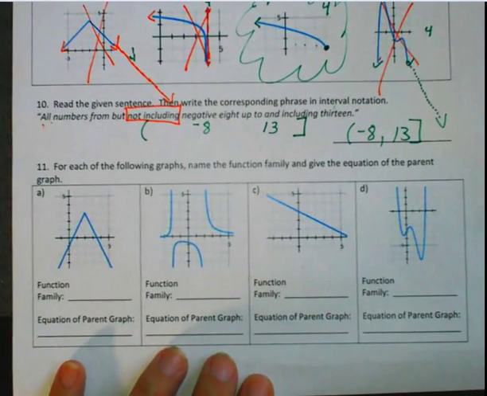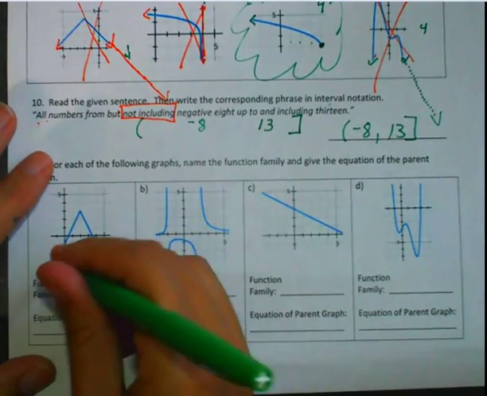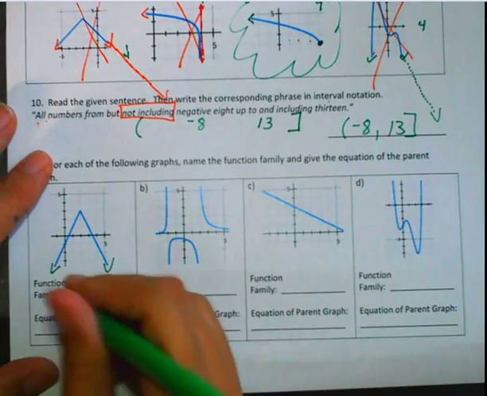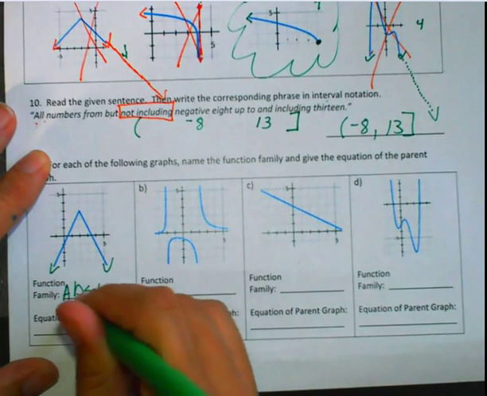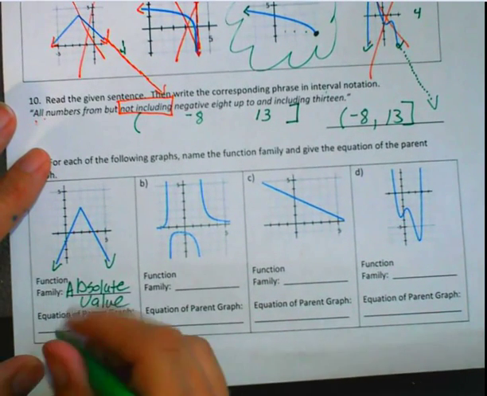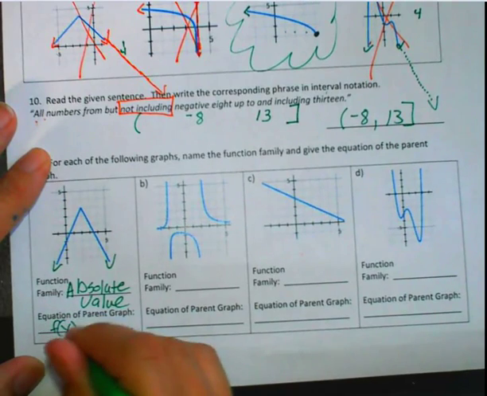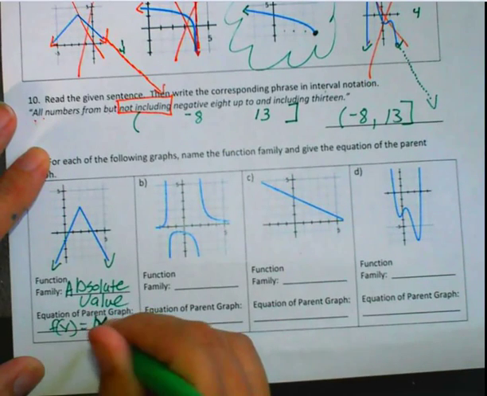All right, last one for this video, number 11. It says, for each of the following graphs, name the function family and give the equations of the parent graph. Okay, let's look at number A. A is very distinctly a V shape, and we know a V shape is absolute value. And we know the absolute value equation is f of x equals the absolute value of x.